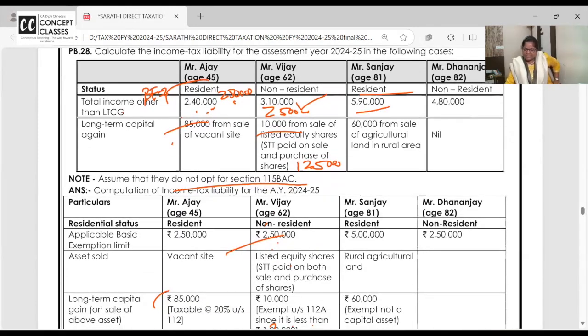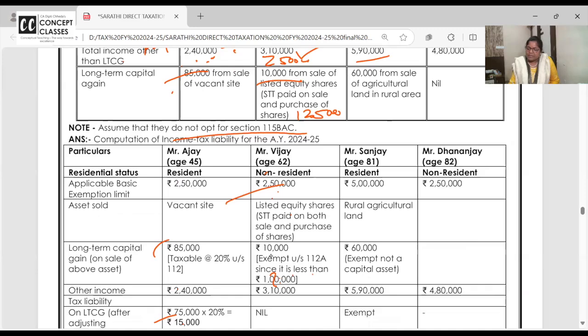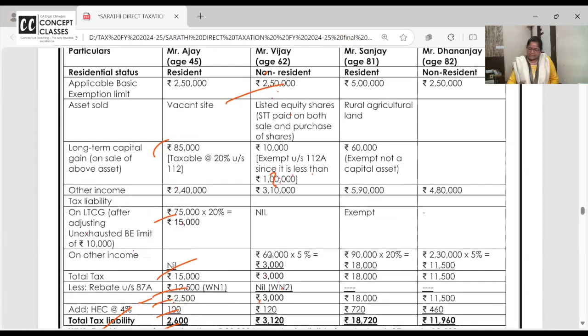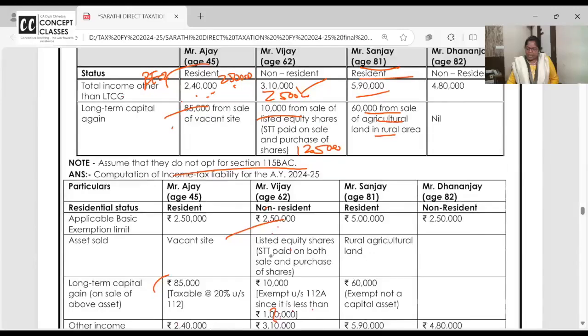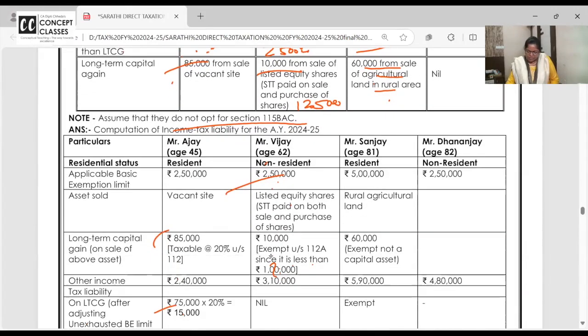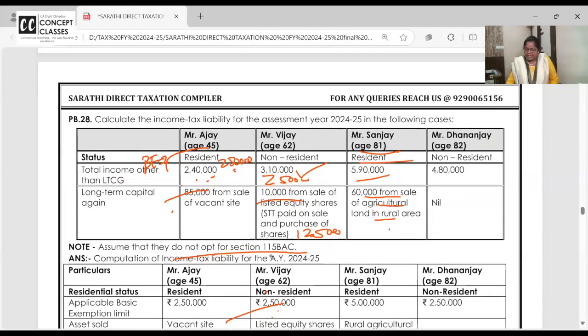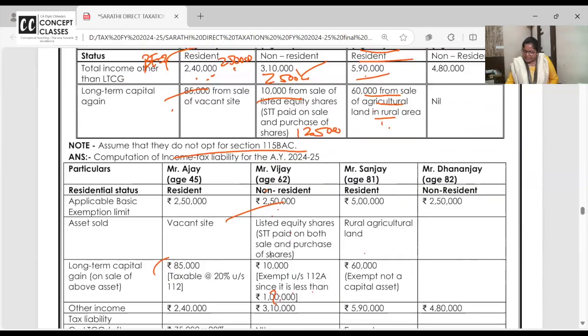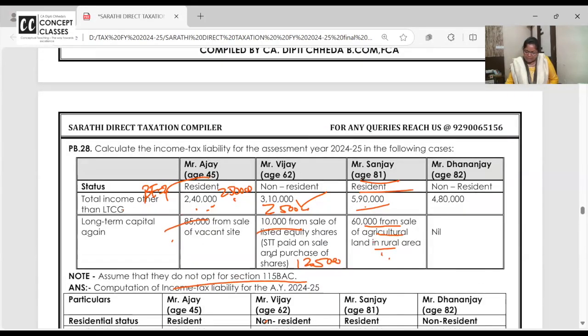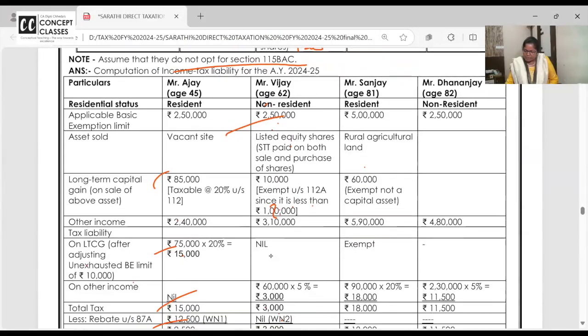Now resident Sanjay, 81 years. When it is resident, it is 5,90,000. And if it is resident, up to 5 lakh income is exempt. Second is 60,000 from agricultural rural land. Next is 5 lakh. I hope you are getting. 60,000 is exempt, rural agricultural land. Out of 590, 5 lakh is exempt.